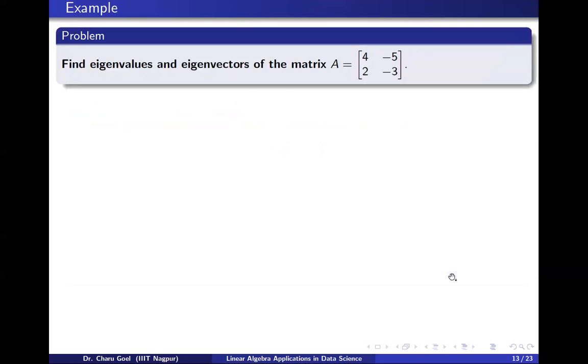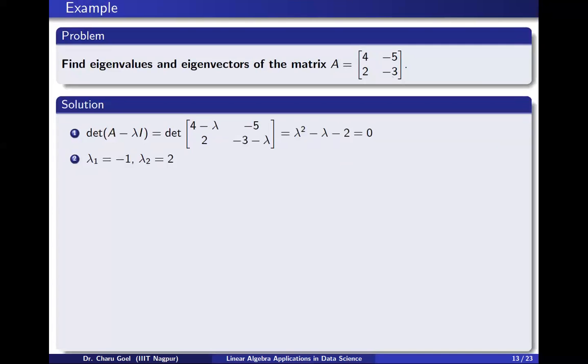Okay, so let us do one example. We have, let's say, again, a very easy 2 cross 2 matrix: 4, minus 5, 2, minus 3. Okay, so I think it's better that you do this example with me. So just take a pen and paper and try. So step 1: we know A, find the determinant of A minus lambda I.